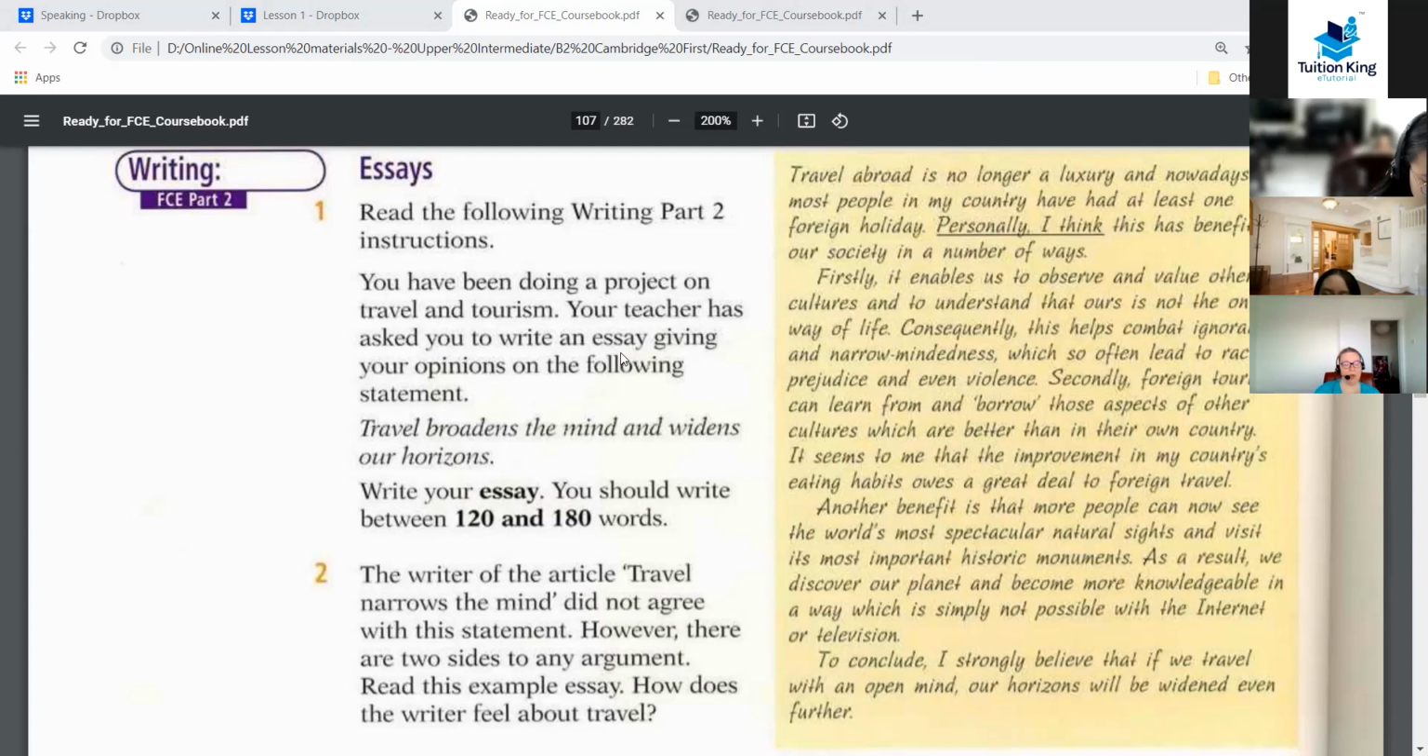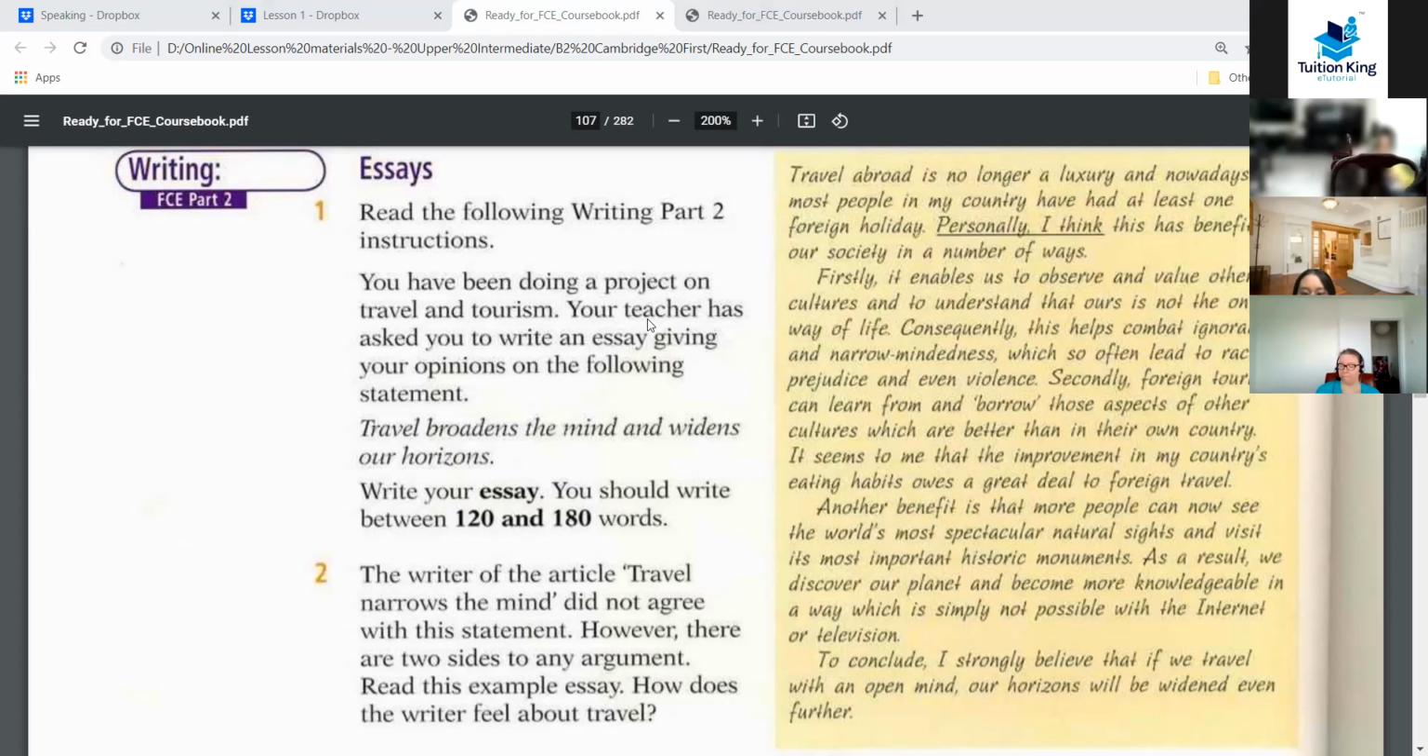Well done. Good. Okay, so Wan Yun, can you tell me what does the writer talk about in this essay? The writer of this essay talks about travel, what benefits travel has for our society. And it said that travel enables them to observe and value other cultures and to understand that theirs is not the only way of life.